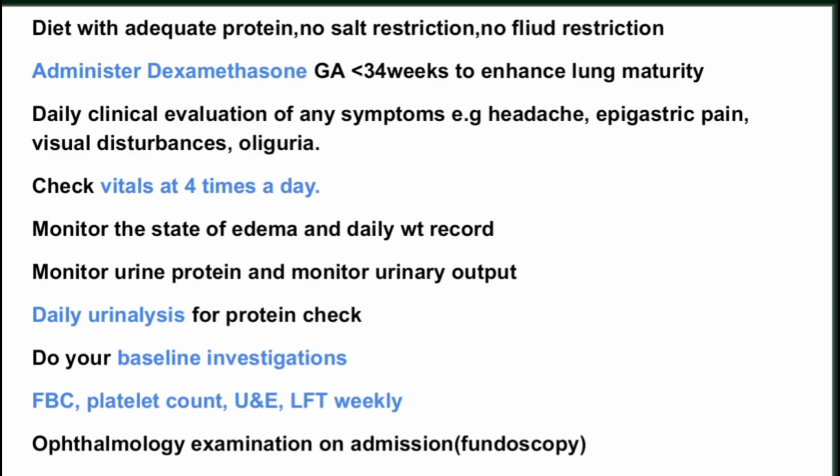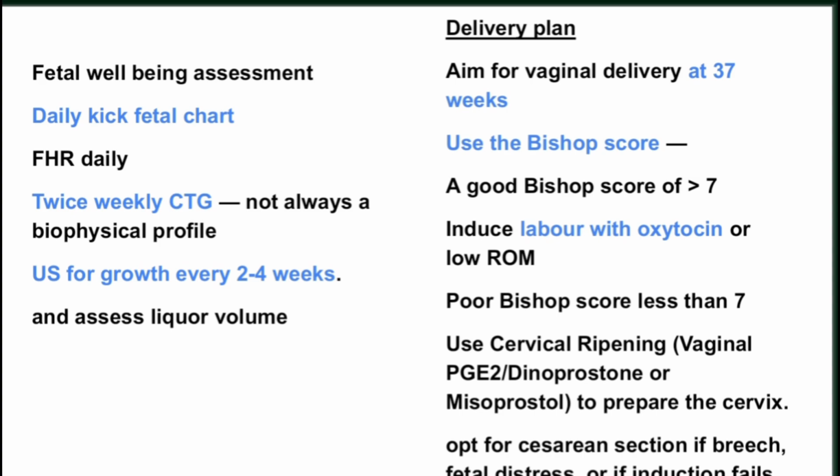We monitor urine protein and monitor the urine output. We do daily urinalysis for protein check, and we do our baseline investigations. Okay, we also do our full blood count, platelet count, urea and electrolytes and liver function tests weekly, and we also do our ophthalmological investigations or examinations just to make sure there are no retinal detachments or papilledema. Okay, so with that being said, we also do our fetal well-being assessment.